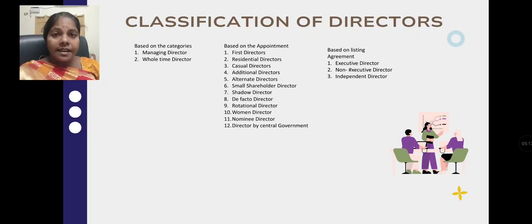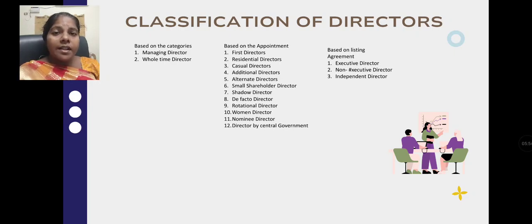Next, the additional director. In case the company's articles of association permit, a director could be appointed, not exceeding the maximum limit of 15 directors, called an additional director. Next is the alternate director. When is the alternate director appointed? When the original director who is acting at present is absent for a period of 3 months or more, a director is appointed in his place and the person is called an alternate director.